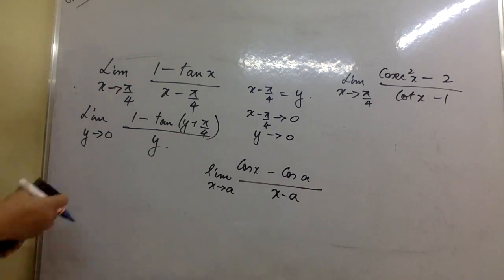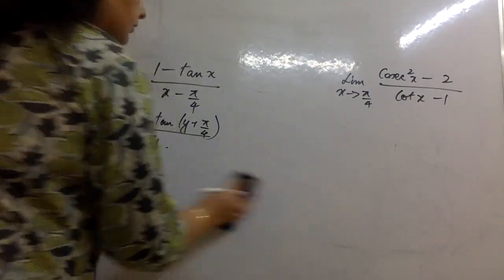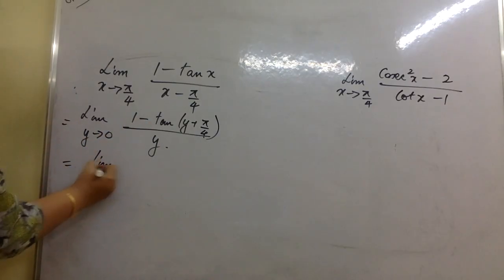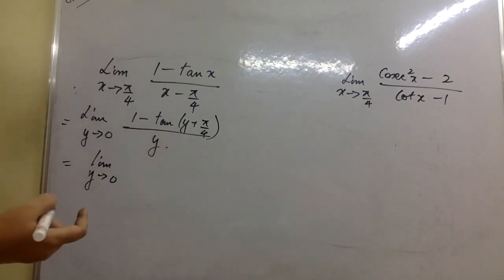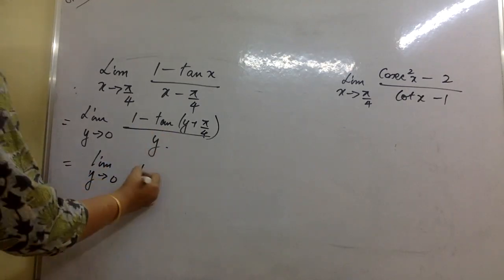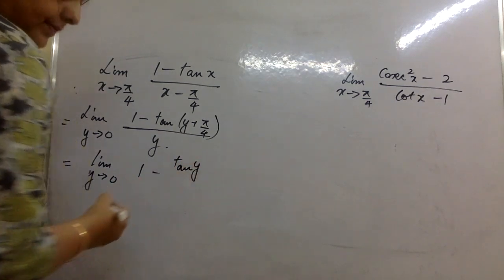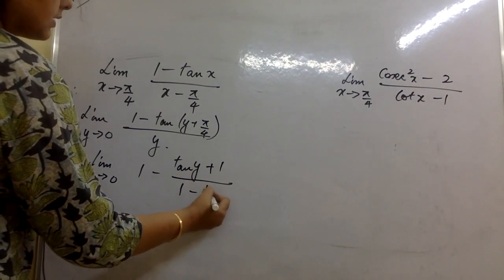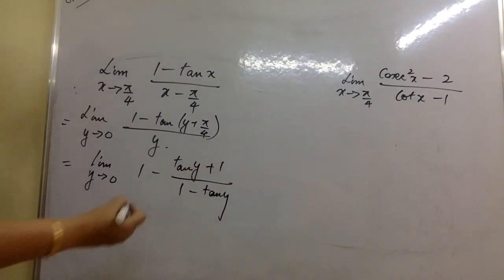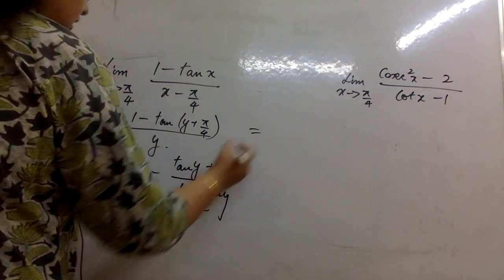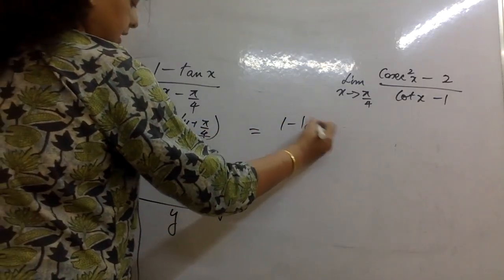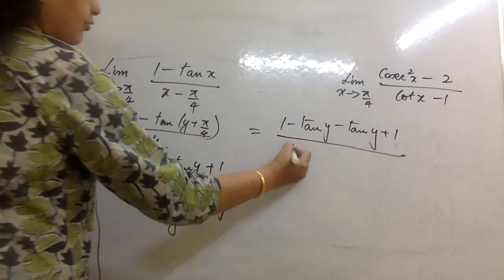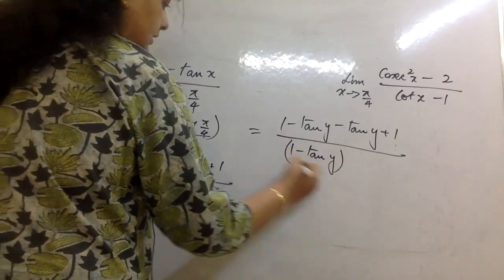So what we will do is start applying the formula. 1 minus tan y plus 1, we are using the formula of tan (a plus b). 1 minus tan y, because tan pi by 4 is 1, by y. Now if we start calculating this, 1 minus tan y minus tan y plus 1, by 1 minus tan y, and then comes y.